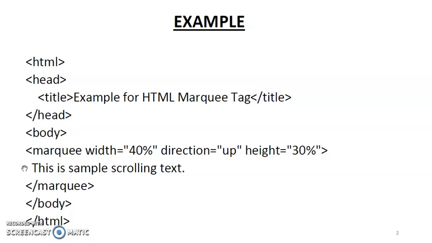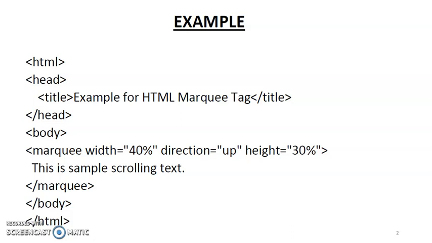So whenever you run this program, what is your output? This is a sample scrolling text which is continuously moving. The direction is up, which means your text is scrolled from bottom to up. This is the output of your program.